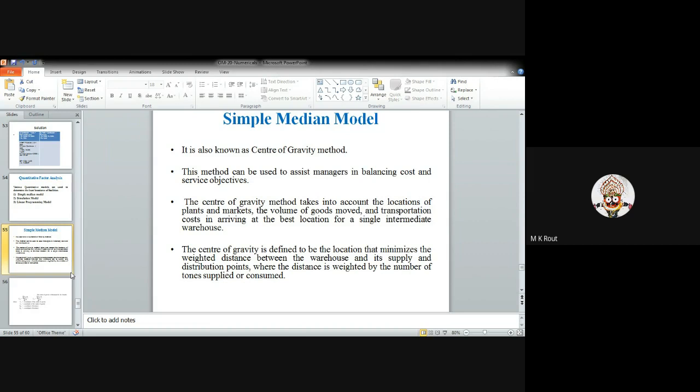Moving to the next part, the center of gravity method takes into account the location of plant and market, the volume of goods moved, and the transportation cost in arriving at the best location for a single intermediate warehouse. And the center of gravity is defined to be the location that minimizes the weighted distance between the warehouse and its supply and distribution points, where the distance is weighted by the number of tons of supply or consumed.